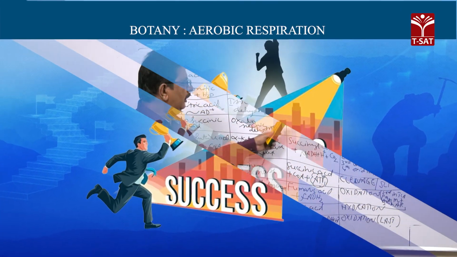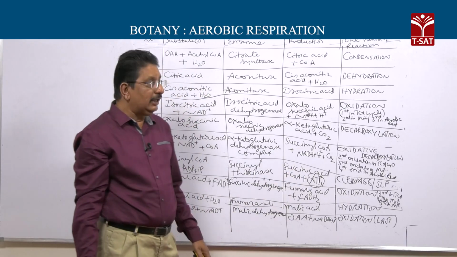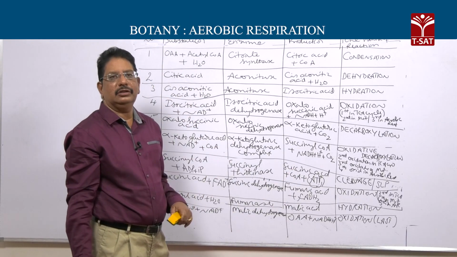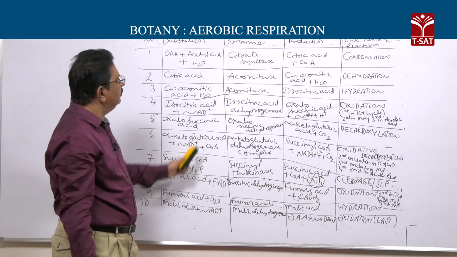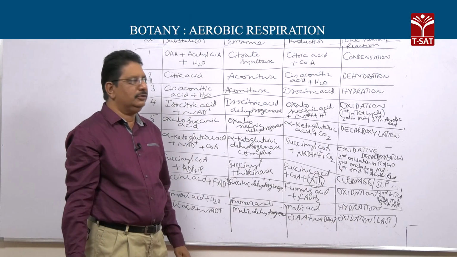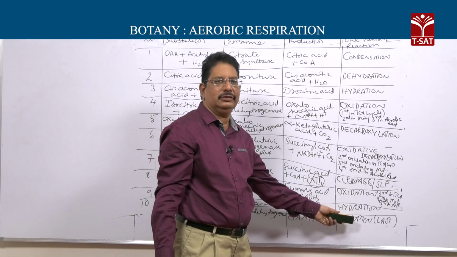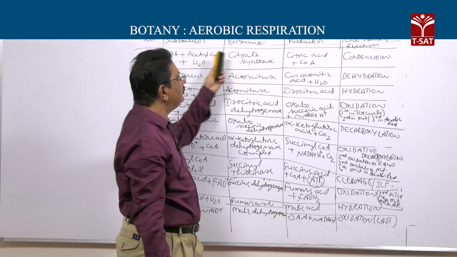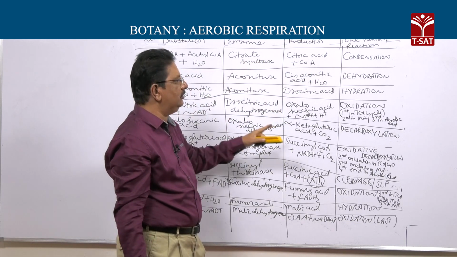So finally, the total list of reactions that occur in this Krebs cycle. There are 10 reactions, 10 different enzymes, and the products, and the chemical nature of all those reactions. So the first one is a condensation reaction catalyzed by citrate synthetase.